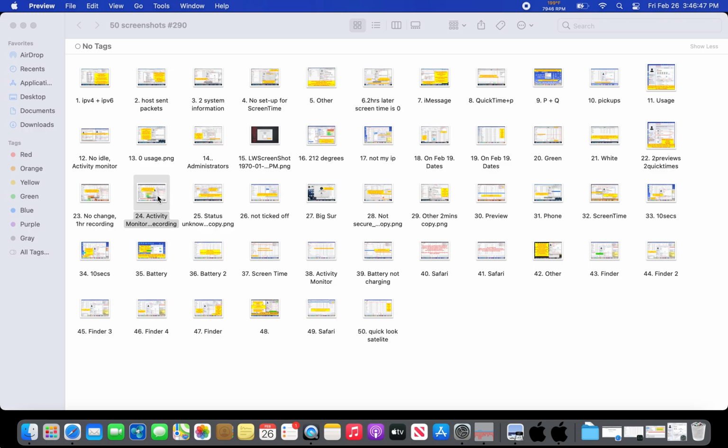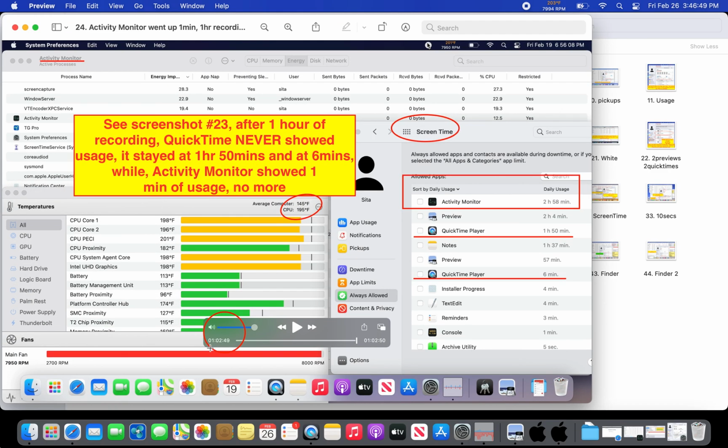And then here's the same recording, at the end of the recording, and Activity Monitor was constantly at the back, and it only increased by 1 minute there. So for an entire hour and 2 minutes, I had Activity Monitor at the back, but it only increased here by 1 minute. And I have the recording if you want to see it. I'm just not certain.